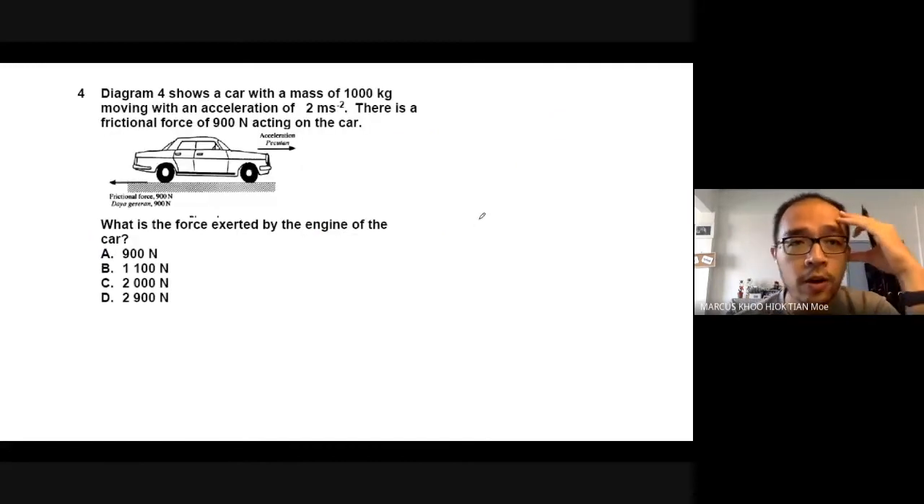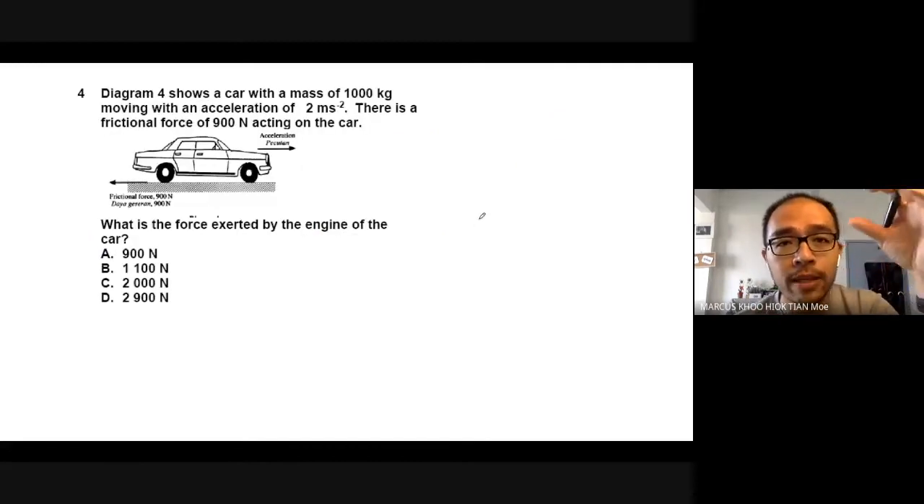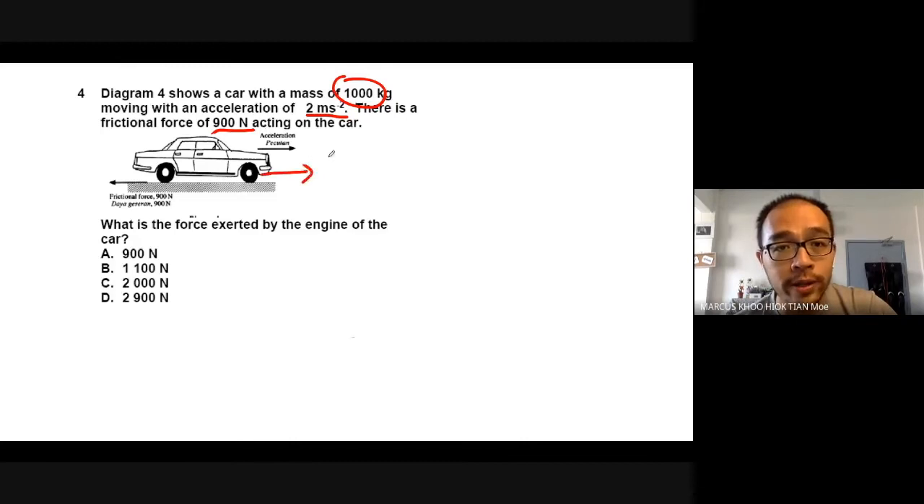Question number 4. Diagram 4 shows a car with a mass of 1,000 kilograms. So this is the mass. Acceleration of 2 meters per second squared. There is a frictional force of 900 newtons acting on the car. So what is the force that is going forward? Think about it. I'll give you some time to count, and I will call somebody again to answer. We still use the same formula, which is F equals ma, in case some of you have forgotten.